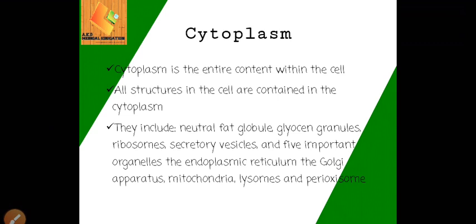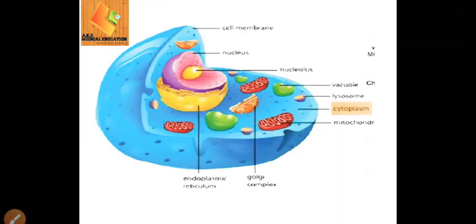So let's move on. They include the neutral fat globules, the glycogen granules, the ribosomes, the secretory vesicles, and five important organelles: the endoplasmic reticulum, the Golgi apparatus, the mitochondria, the lysosome, and the peroxisome. So that's just it. Here is a more explanatory diagram showing us what we really mean.